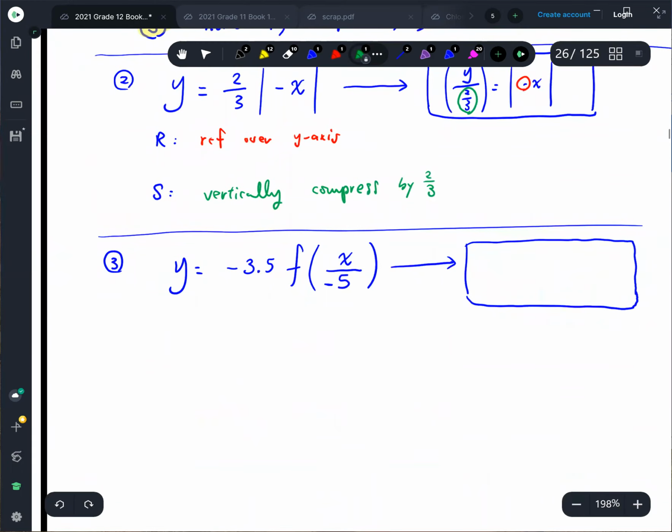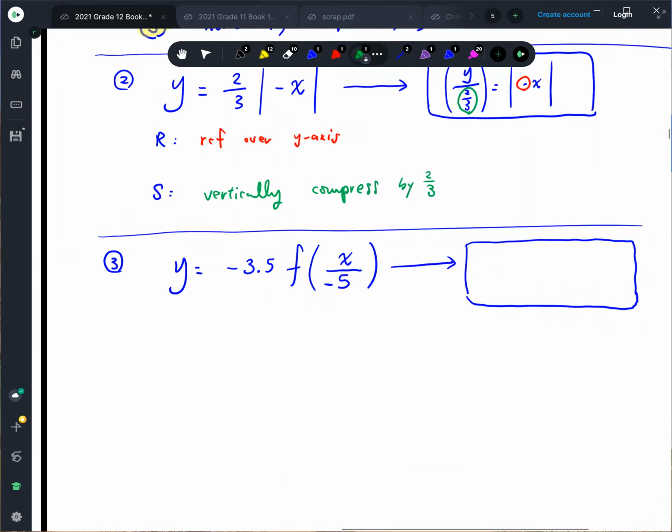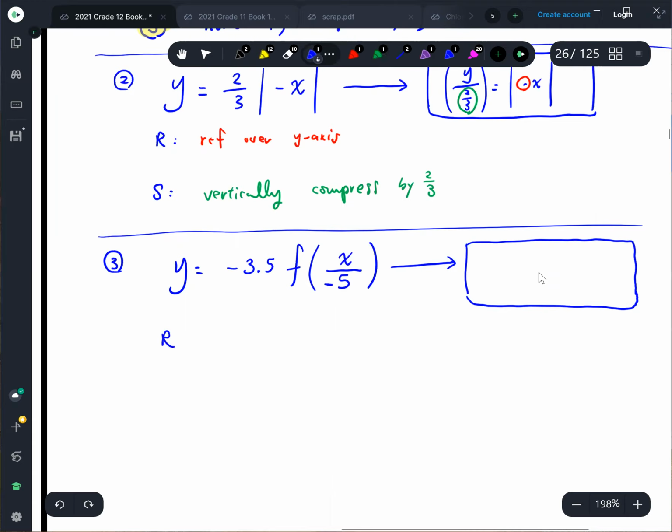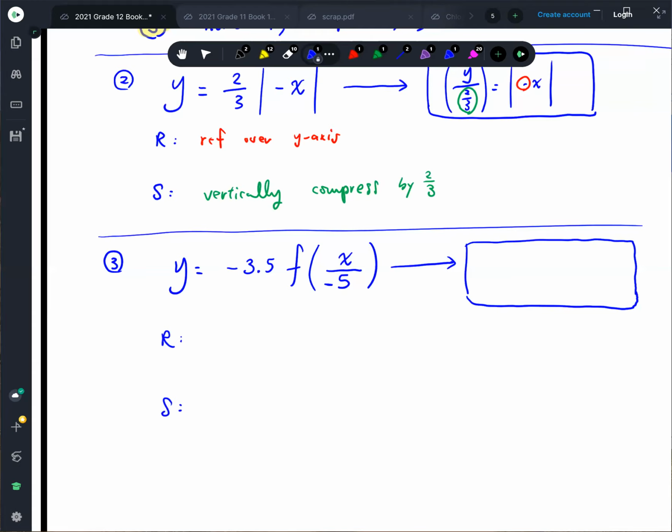Okay, we have one more over here. So same thing, please turn it into story form and write out the stories for R and S. And once you've done that, raise your hand. This one has more stuff.